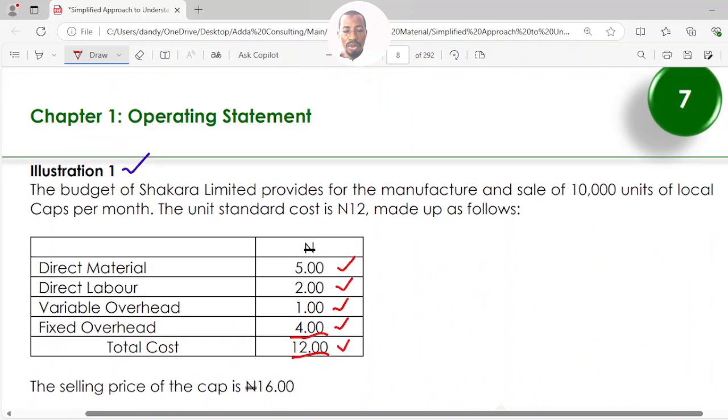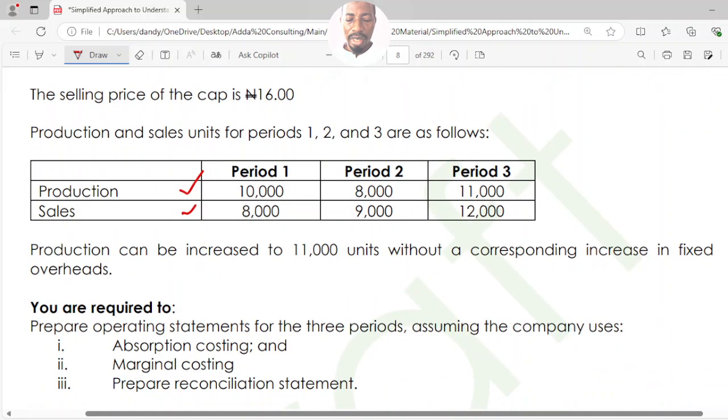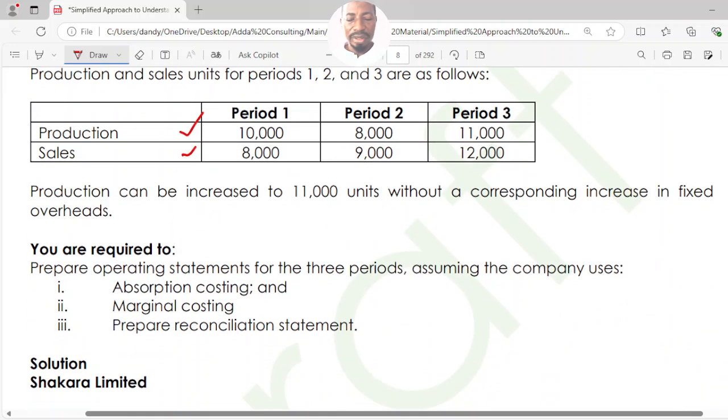This is a very straightforward question. However, generally questions under operating statement can be tedious, especially when you have more than one period and you are solving for the 2 techniques, and the examiner also asks you to prepare the reconciliation statement. So it will take time to solve, even though it's very easy to understand, just like linear programming. So what am I supposed to do? The examiner says you should calculate operating statements using the absorption costing approach. So let's start from absorption costing.